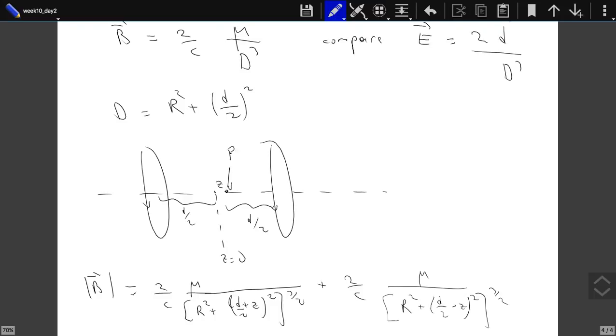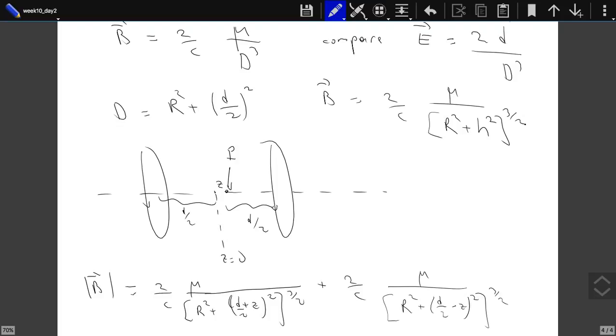At this point, this is my point P. Its distance from the center of the left ring is z plus d over 2. Its distance from the center of the right ring is d over 2 minus z. So this is the expression we have. The B of a ring is equal to 2 over c mu over (r squared plus h squared) to the power 3/2. Here h is the distance from the center of the ring.